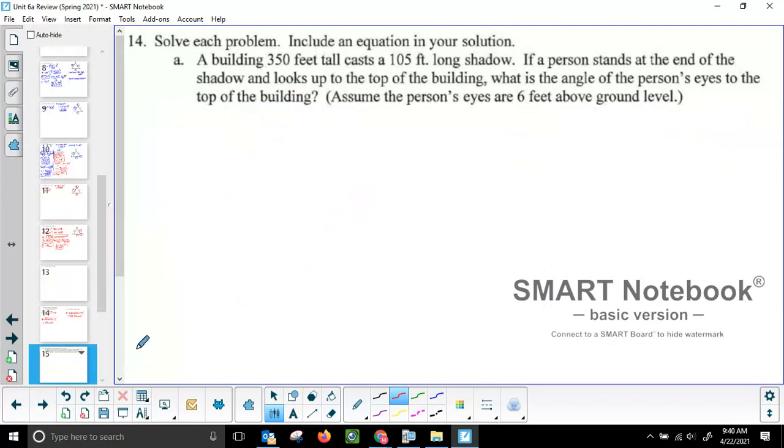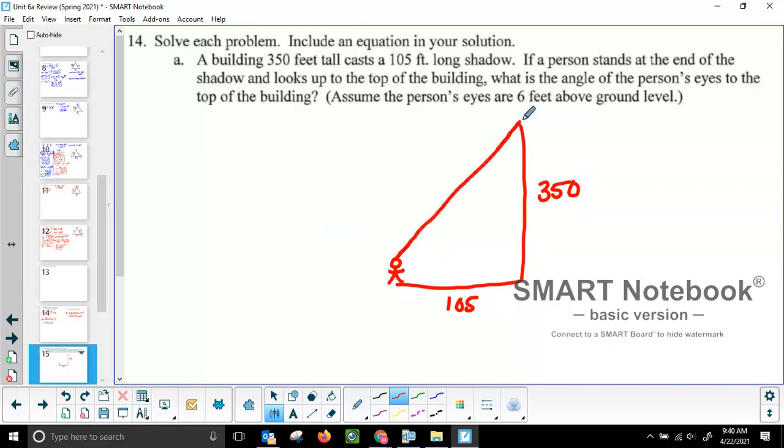Okay, so 14a. A building 350 feet tall casts a 105-foot shadow. If a person stands at the end of the shadow and looks up to the top of the building, what is the angle of the person's eyes to the top of the building? Assume that the person's eyes are 6 feet above ground level. So this is 6.